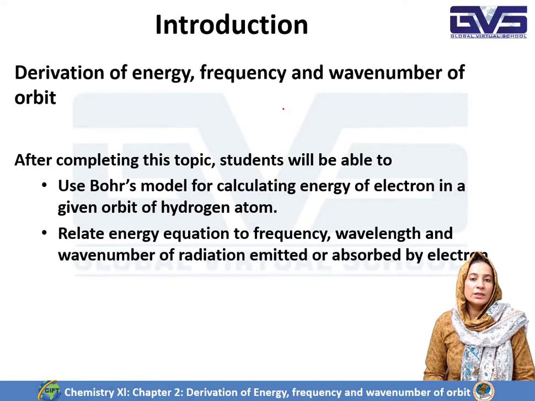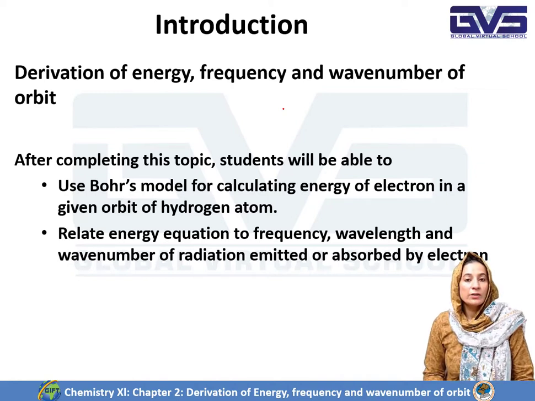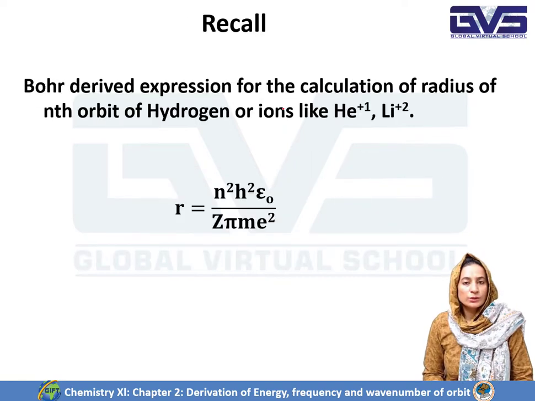Students, after completing today's topic, derivation of energy, frequency and wave number of orbits, you will be able to use Bohr's model for calculating energy, frequency, wave number, and you will also be able to relate the energy equation to the frequency, wavelength and wave number of the radiation emitted or absorbed by the electron by different expressions, or you can say the equations.